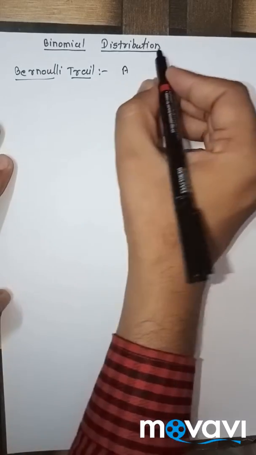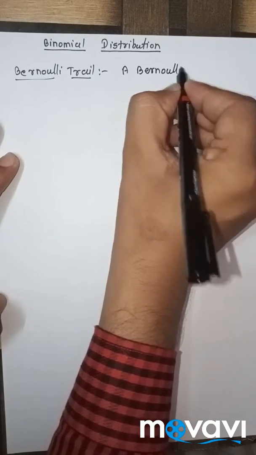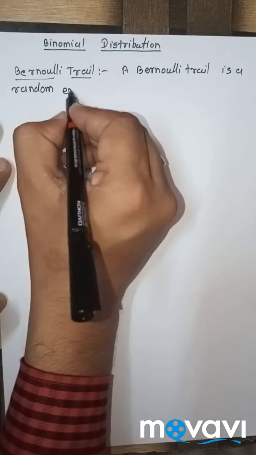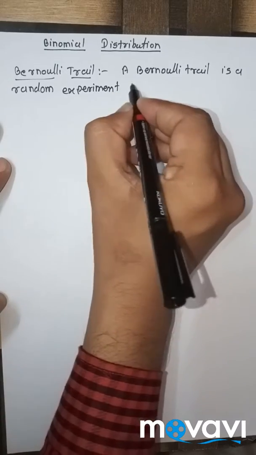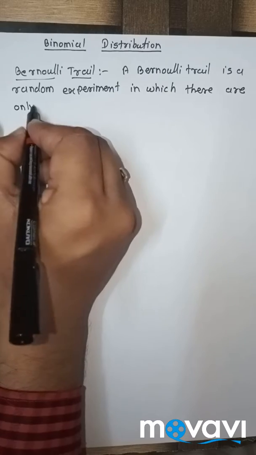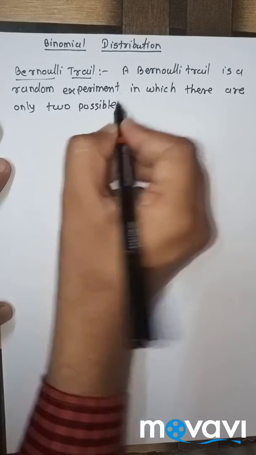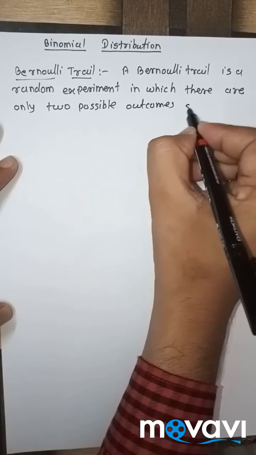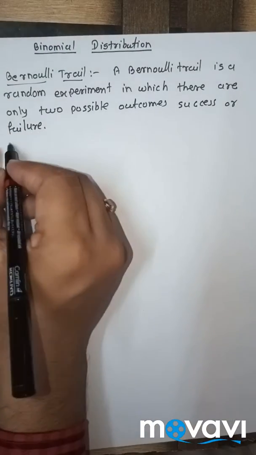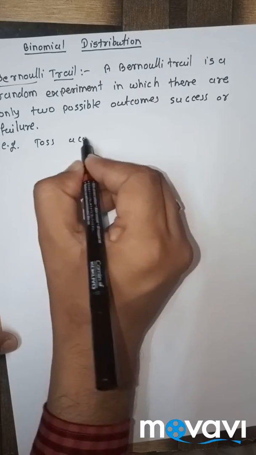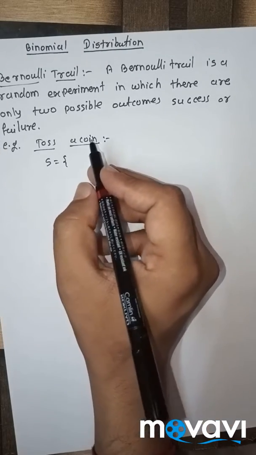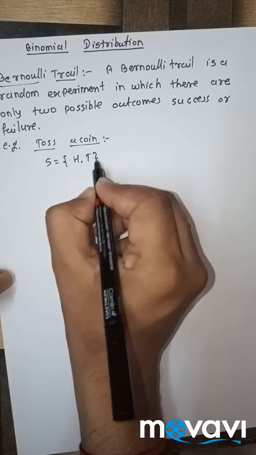Bernoulli trial. A Bernoulli trial is a random experiment in which there are only two possible outcomes, either success or failure. Example, if I toss a coin, then it has two possible outcomes, either head occurs on the uppermost face or tail occurs on the uppermost face. So this is an example of a Bernoulli trial.